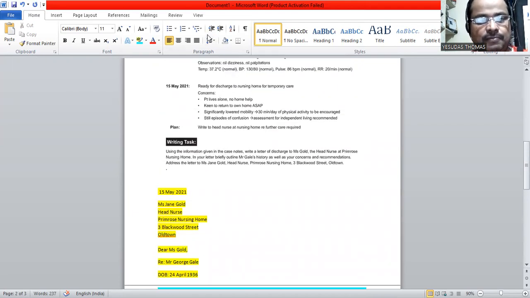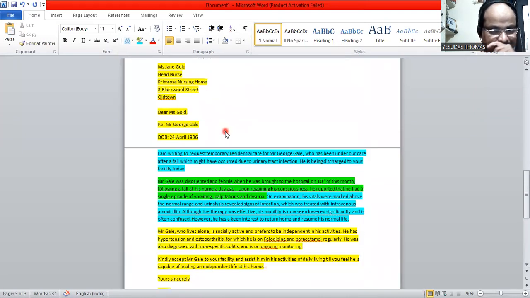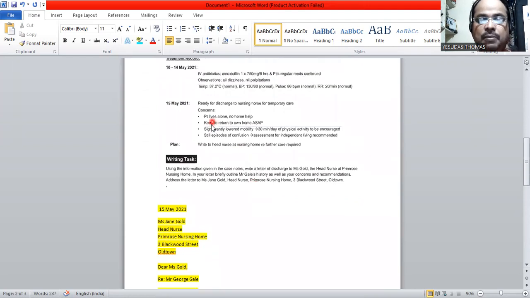Yes, it is here. This is the present condition right now. Significantly lowered mobility, still episodes of confusion. But you can see that he has no dizziness, no palpitation, vitals became normal, all things came normal. However, he has a keen interest to return home and resume his normal life. So the patient is keen to return home as soon as possible.